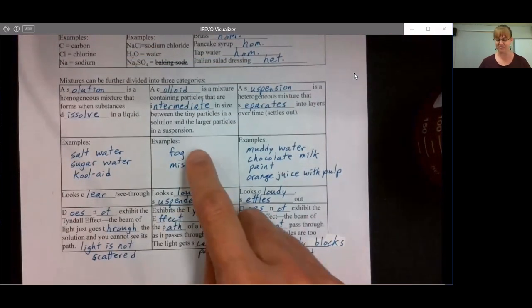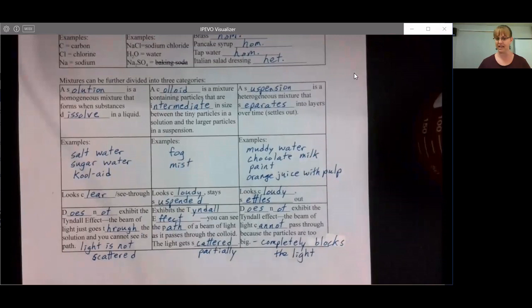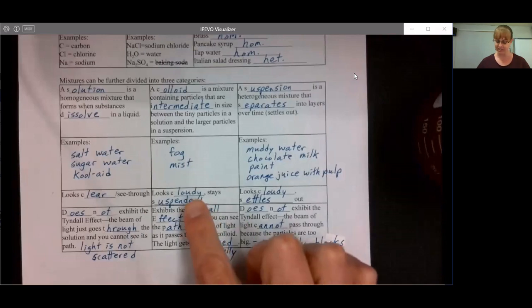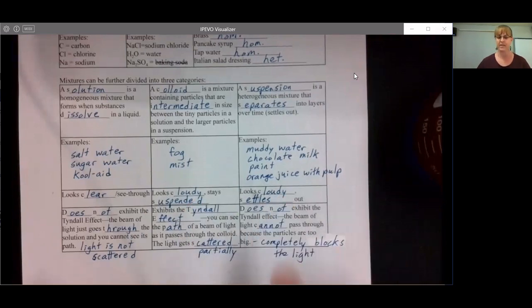Examples of colloids are fog and mist. You know how you can see the light going through the fog? You can see the beams of your headlights when you're driving through fog. It looks cloudy, but it stays suspended. It does not settle out. It exhibits the Tyndall effect. You can see the path of that beam of light as it goes through the colloid. The light is scattered, but it's scattered partially so that you can see it as it passes through the colloid.